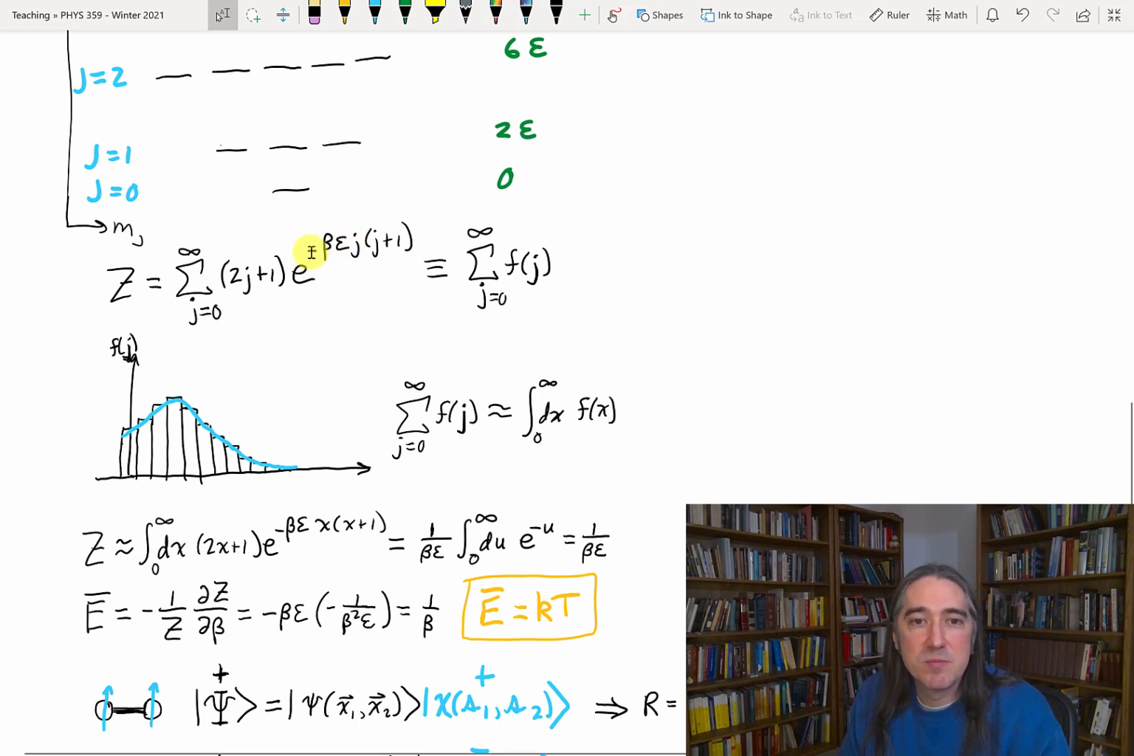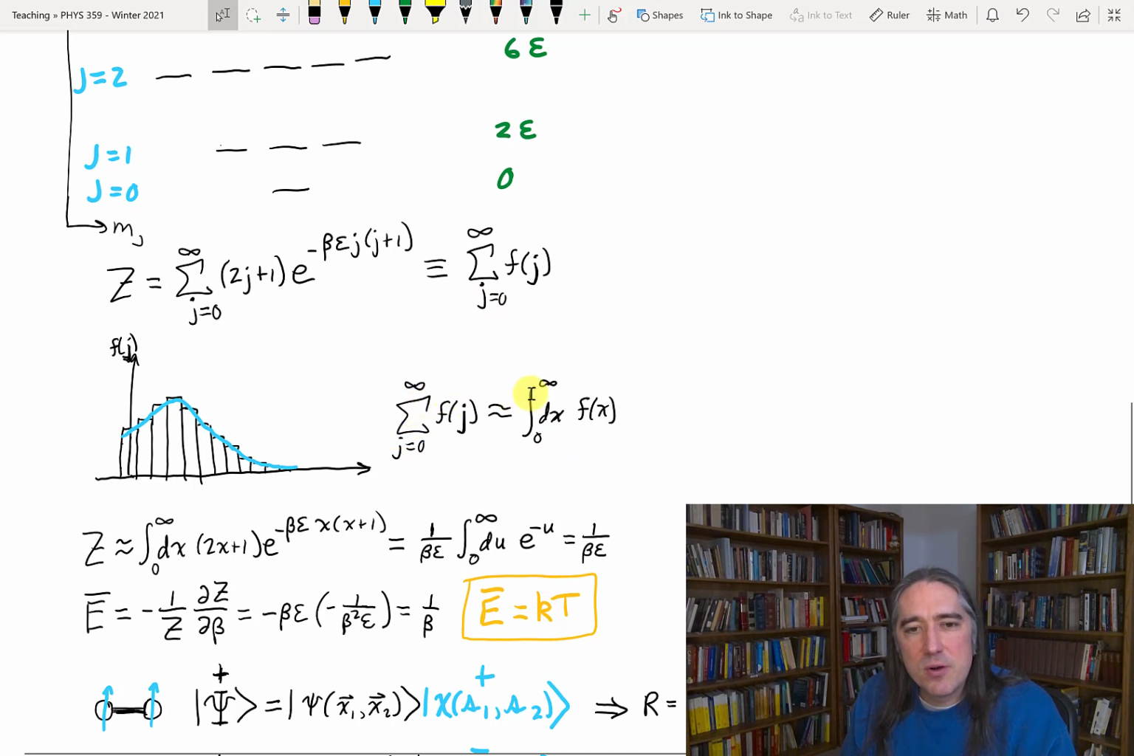The exponential has a small coefficient in the exponent, and so when we go from j to j plus 1, the function isn't changing wildly in between. So that's what we need, a high temperature. Beta epsilon is relatively small. It turns out beta epsilon of 1/10 is already quite good for this. You'll get to look at this a little bit more on the next homework.